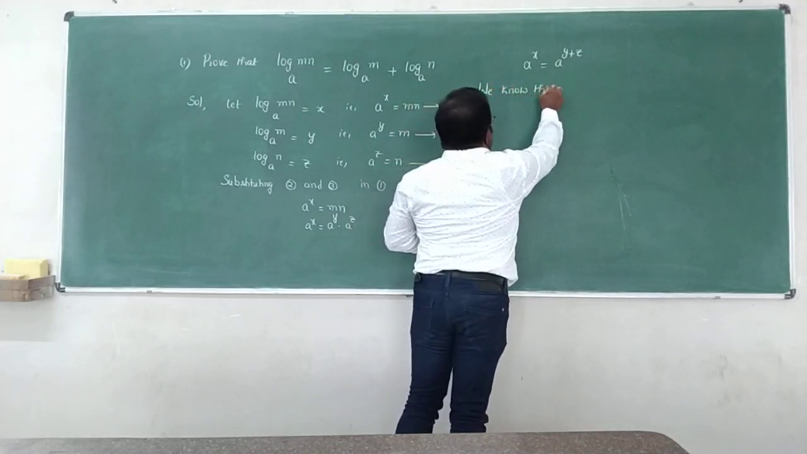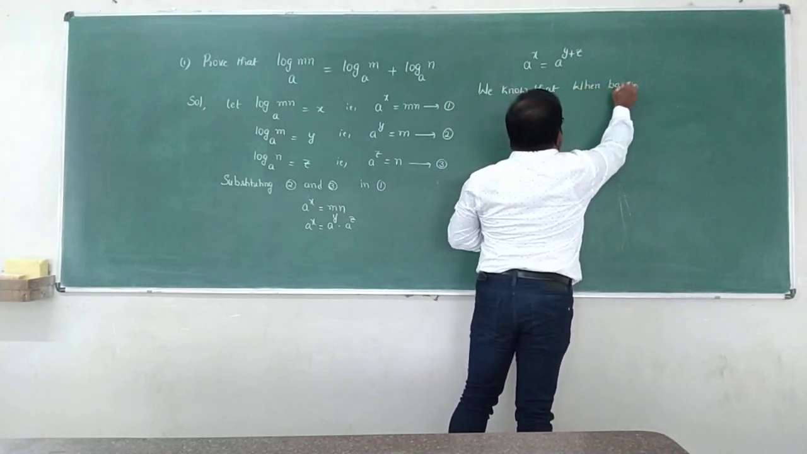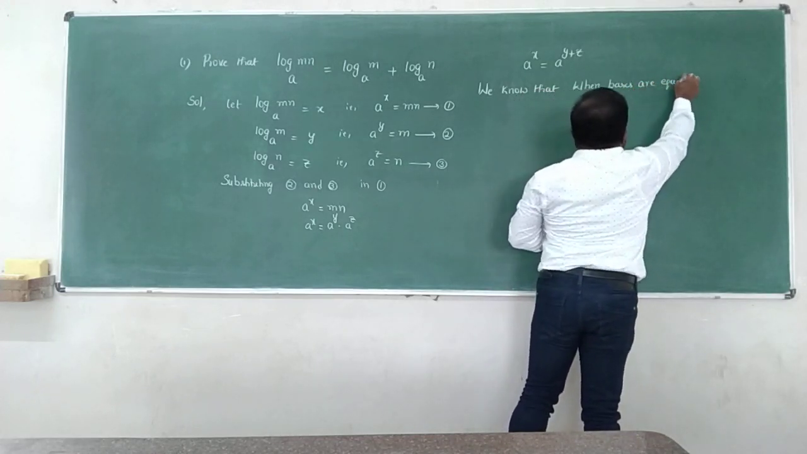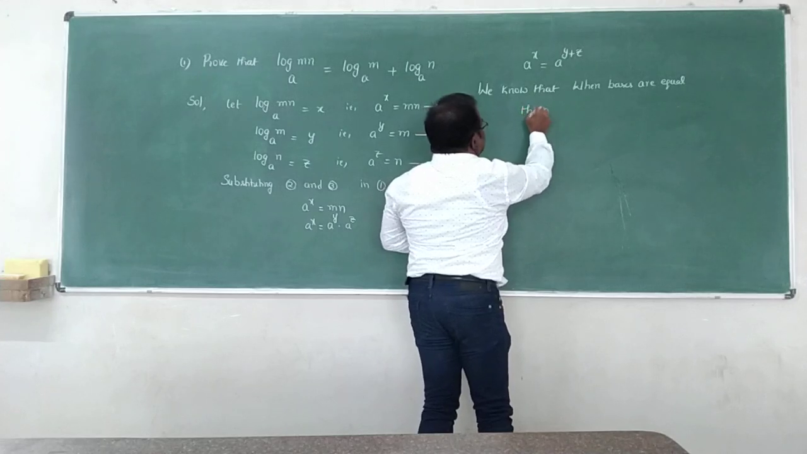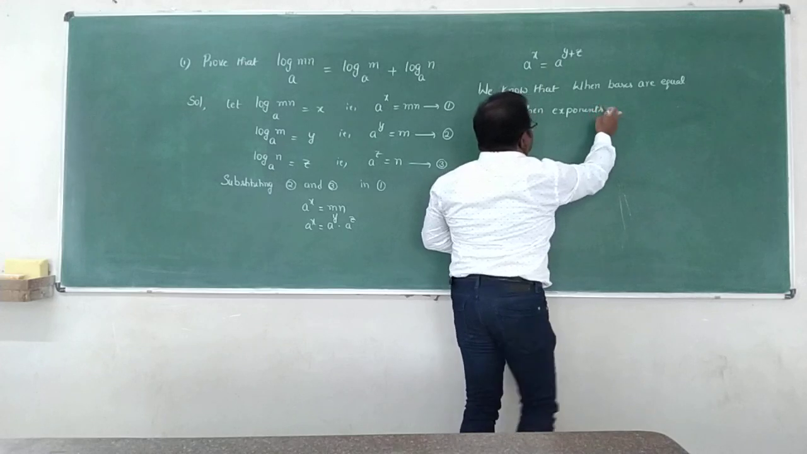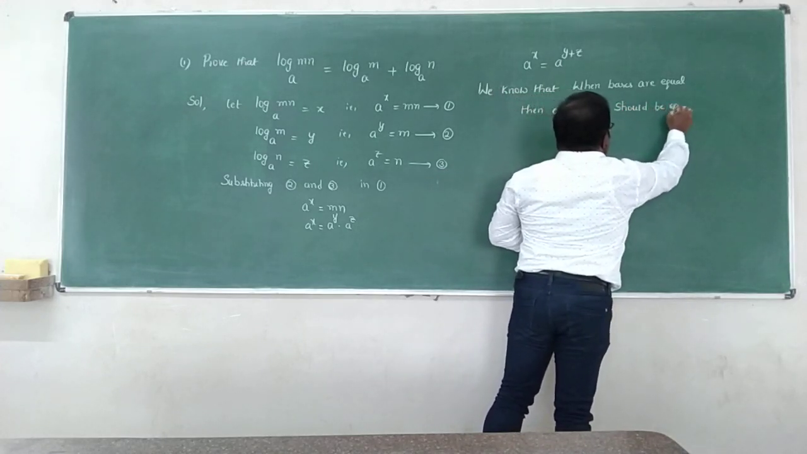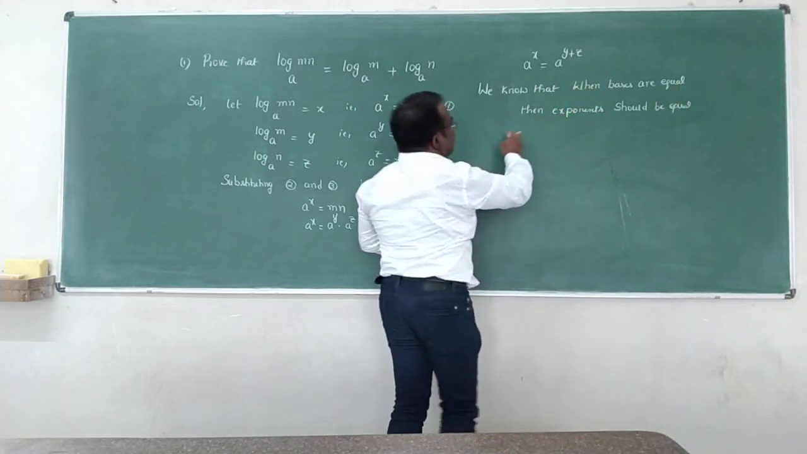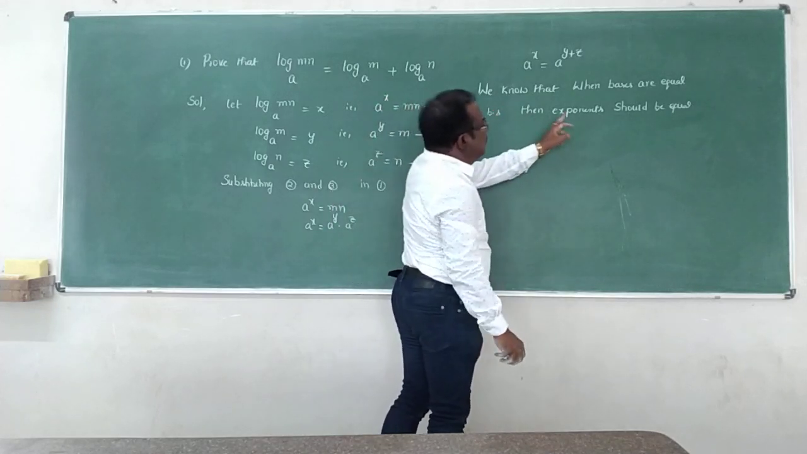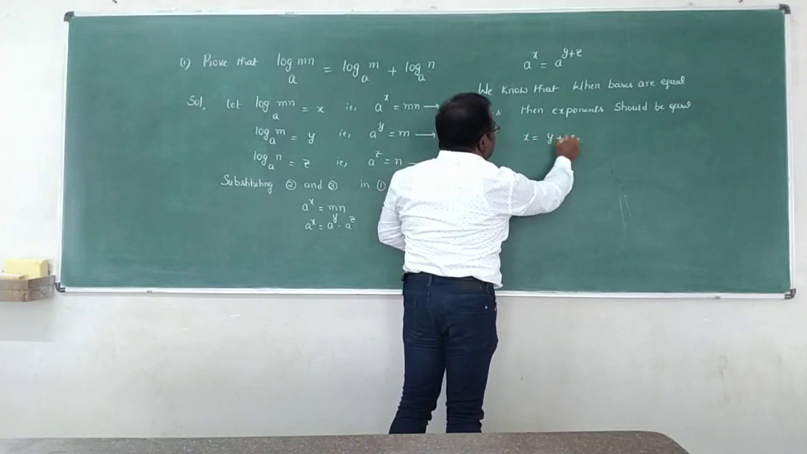We know that when bases are equal, then exponents should be equal. Bases are equal on both the sides, children. That is the meaning. On both the sides, then exponents should be equal. What are the exponents, children? X is equal to y plus z.